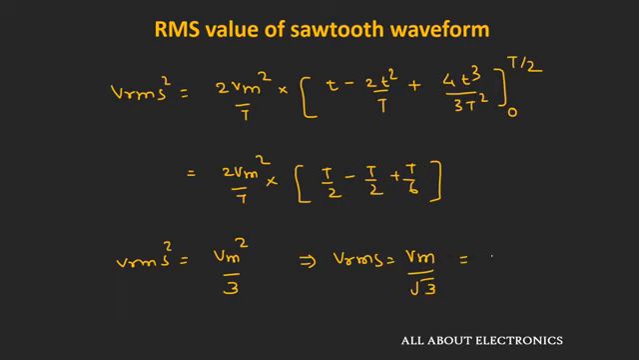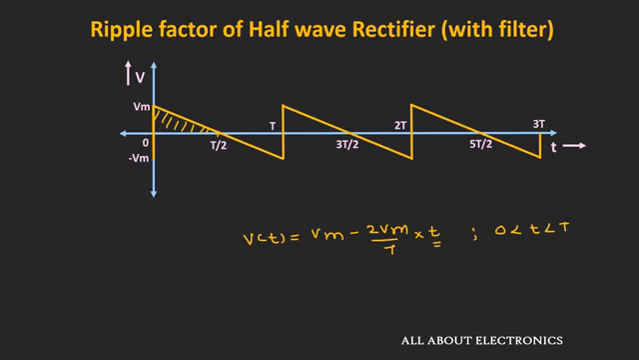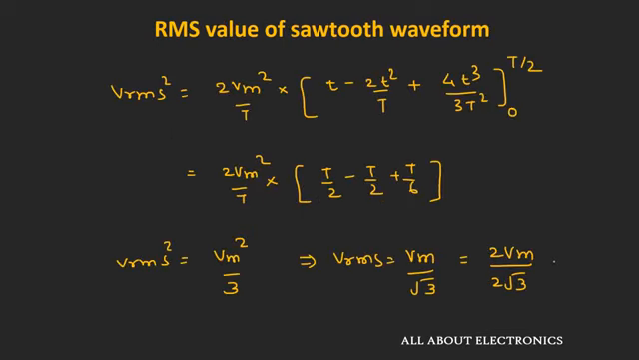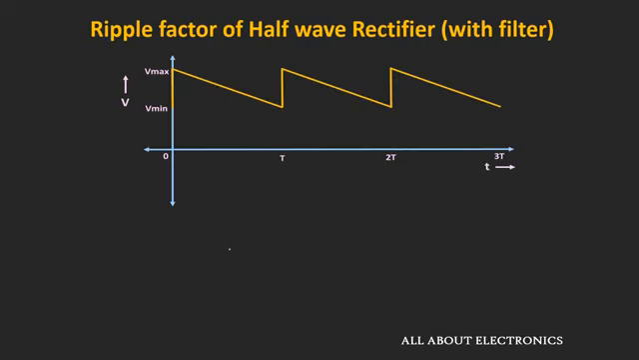Or we can say that it is equal to 2Vm divided by 2 root 3. Now if you observe here, this 2Vm is nothing but the peak to peak voltage. So we can say that this Vrms is equal to V peak to peak divided by 2 root 3. And if we compare this sawtooth waveform with the peak to peak ripple, then the RMS value of the ripple will be equal to V ripple peak to peak divided by 2 root 3.